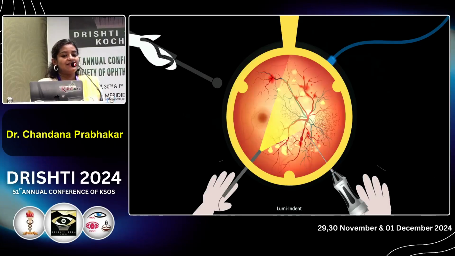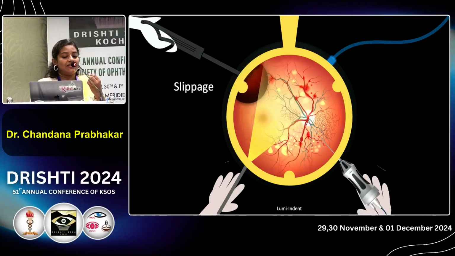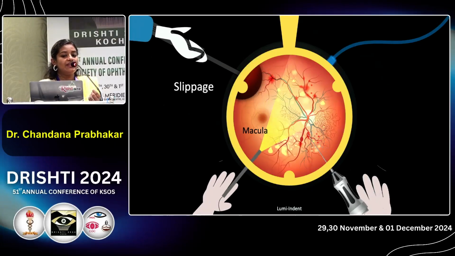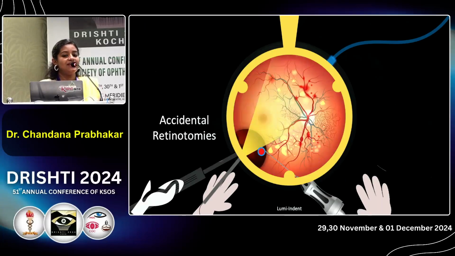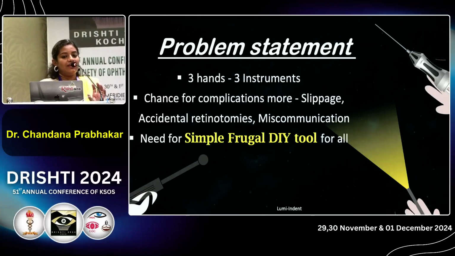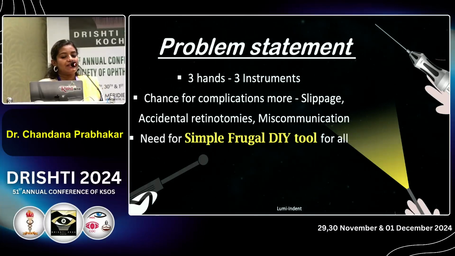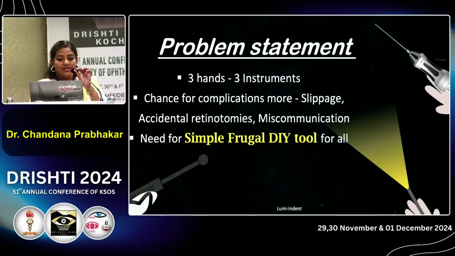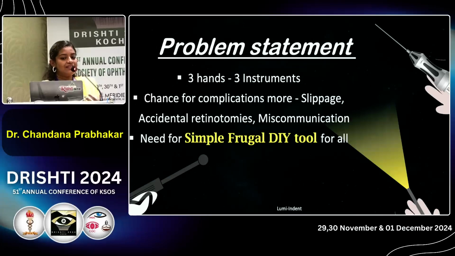So there are chances of miscommunication, which can lead to slippage, and there can be chances of accidental retinotomies happening in vitreoretinal surgeries. We have identified a problem: we need multiple instruments and multiple hands to handle this. There are chances of complications leading to accidental retinotomies due to miscommunication. So we need a simple, frugal tool to address this problem.